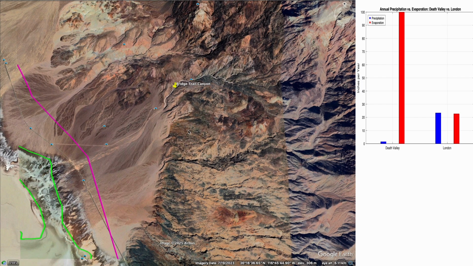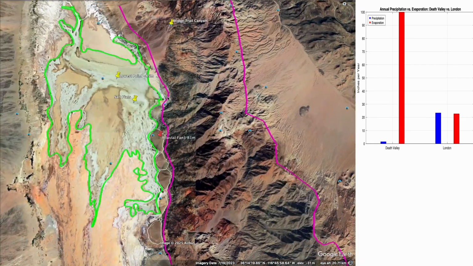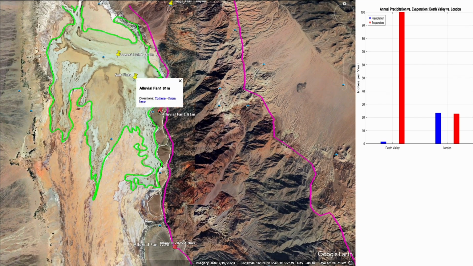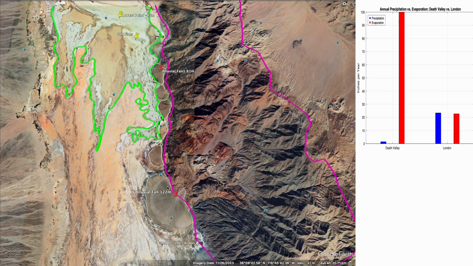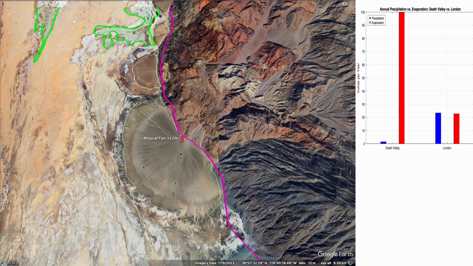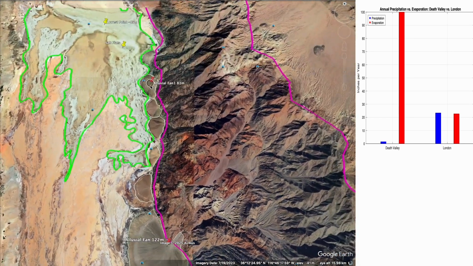At the base of these mountains, we find alluvial fans, which are formed by flash floods that bring gravel, sand, and silt downhill. These fans show steep gradients, indicating that they form in areas where rapid sediment deposition occurs.